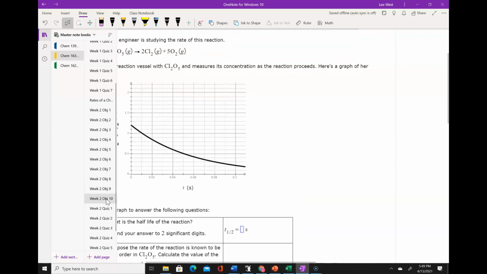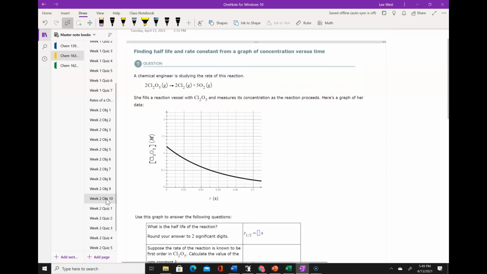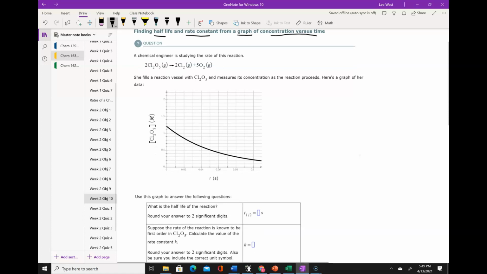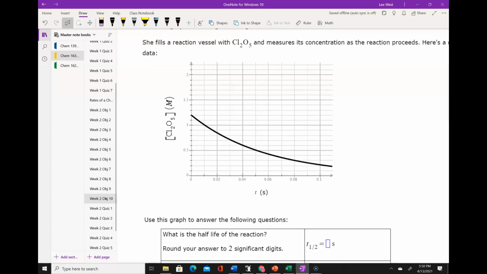All right, here's another way. It says a chemical engineer is studying the rate of this reaction. So this is all about finding half-life and rate constant from a graph of concentration versus time. So here's my graph. Let's have a look here. My starting amount, I've got to read the scale well. So every line is 0.1, 0.1, 0.2, 0.3, 0.4, 0.5. Yep, so my starting amount is 1.2 molar.